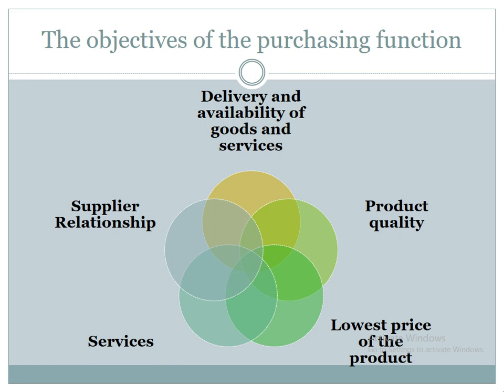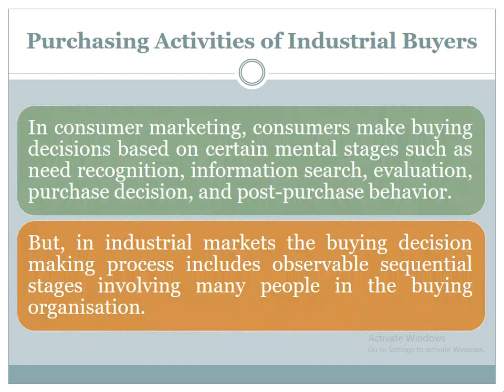Next objective again is services. The industrial buyers need many types of services to accompany the purchase of goods for achieving the goals of the organization. These services include prompt and accurate information from suppliers, application or technical assistance, spare part availability, also repairs and maintenance capability, and training also if required.